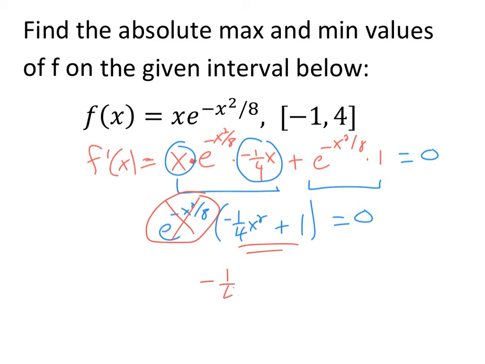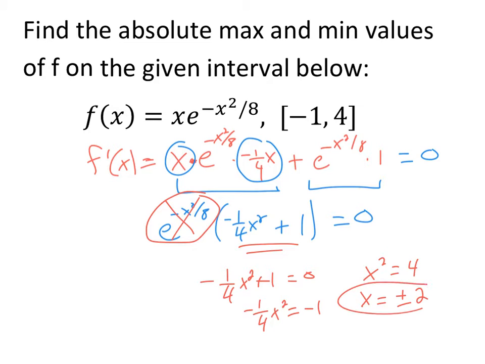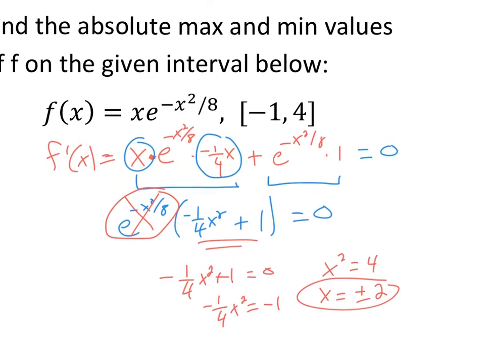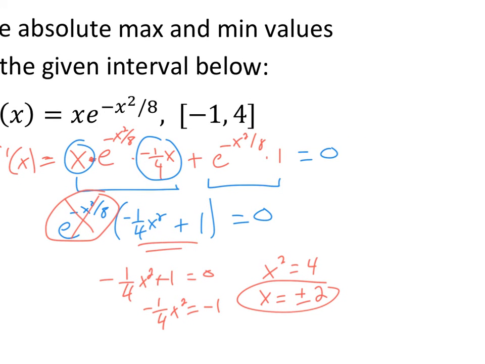So if I set that inside equal to 0 and solve, subtracting 1, multiplying by negative 4 gives me x squared equals 4, and then if I take the square root of both sides, don't forget plus or minus 2 there. So we have two critical points, plus or minus 2, and so now we're at the stage of setting up our big table. So remember our table is we test the critical points, which are at 2 and negative 2, and then we also test the endpoints, negative 1 and 4.